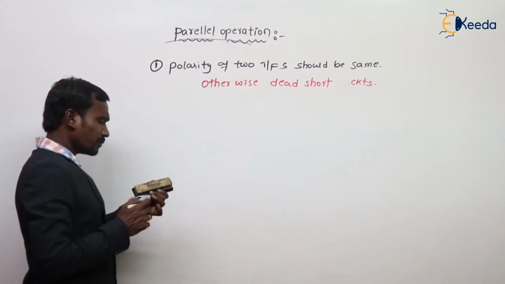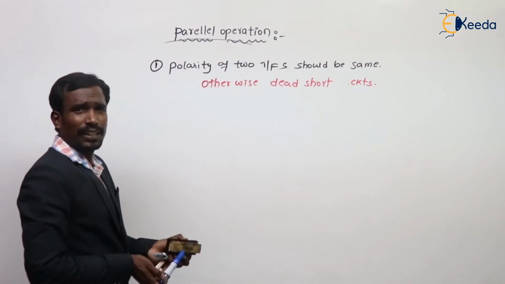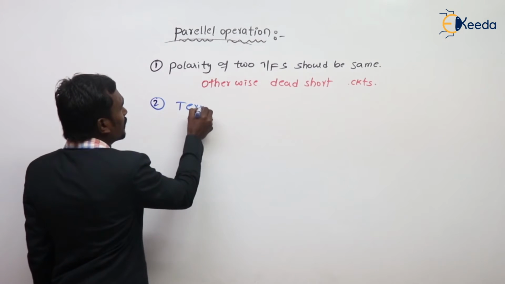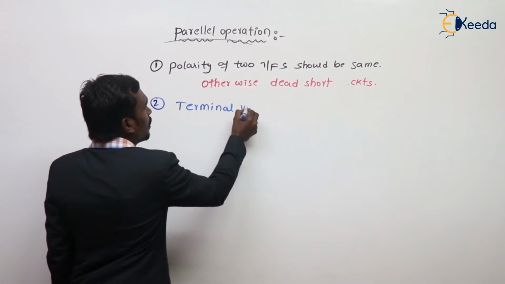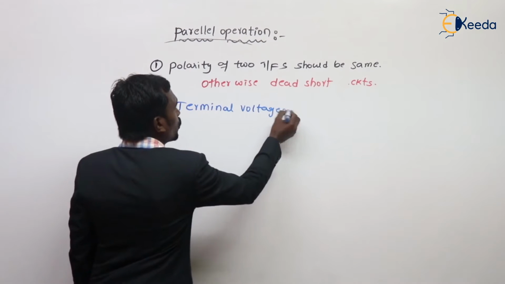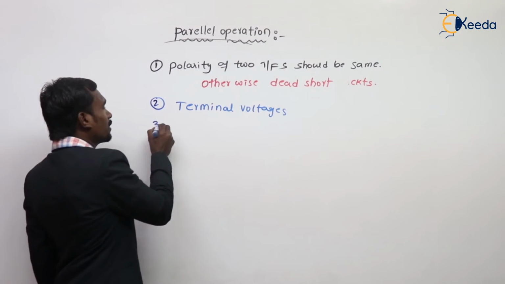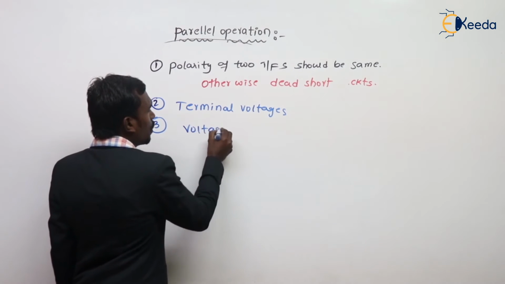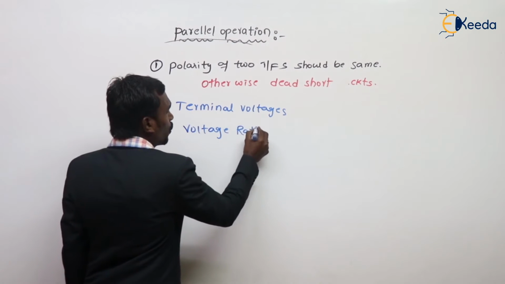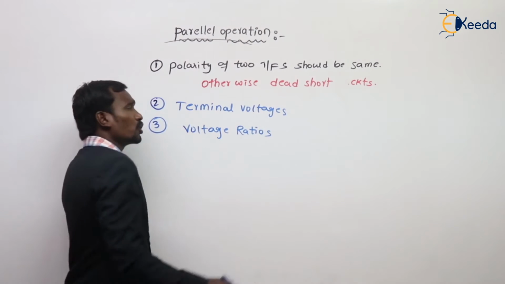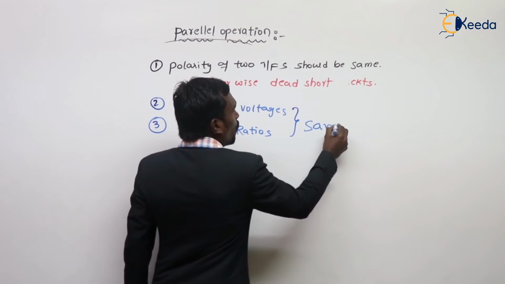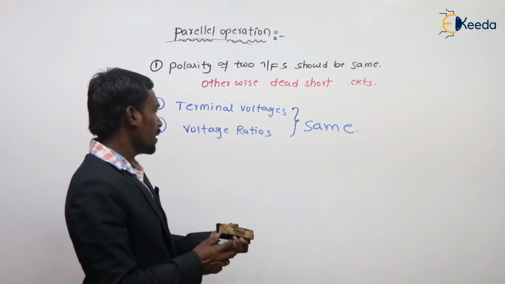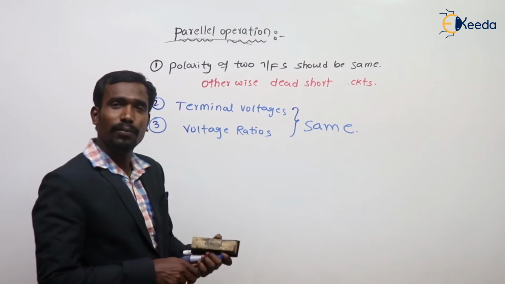And next, the second condition: the terminal voltages should be the same. And the third condition: the voltage ratios should be the same. The voltage ratio should be the same and the terminal voltages also should be the same.